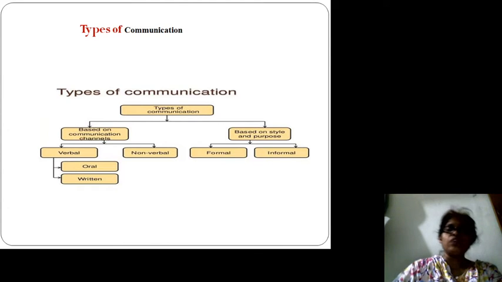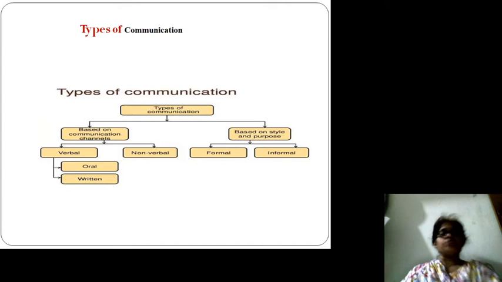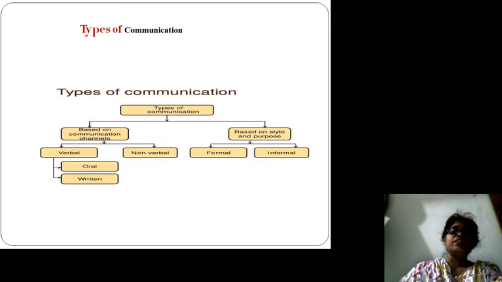If you are working in an organization, in a business, and being an employee, your boss has asked you to draft a letter to another party or to the supplier, for example. When you are preparing any document, any draft, that communication is related to written communication, because the information or the message you are sending is in written form. So it is called written communication.